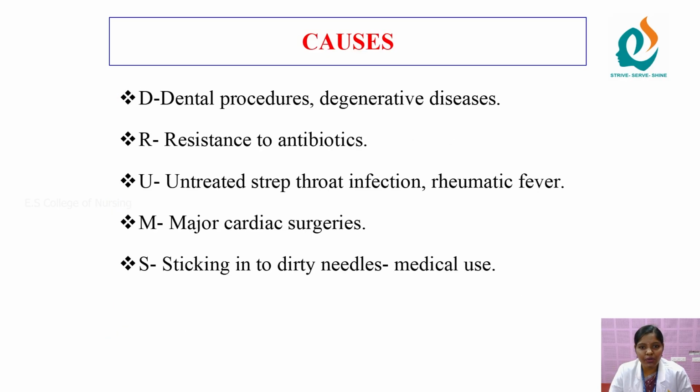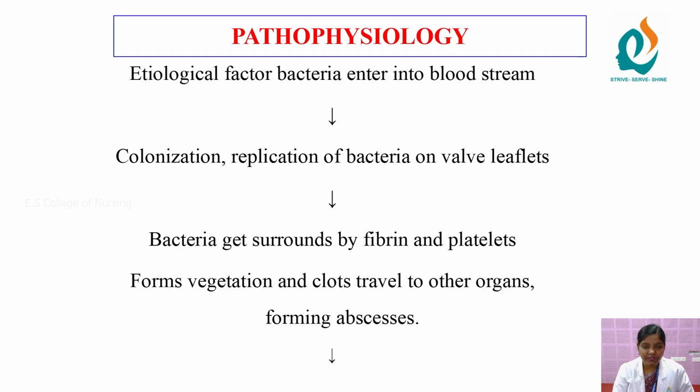Now we move to the causes. The causes are remembered as DRUMS. D means dental procedures and degenerative disease. R means resistance to antibiotics. U means untreated strep throat infections and rheumatic fever. M means major cardiac surgeries. S means sticking with dirty needles and drug use.